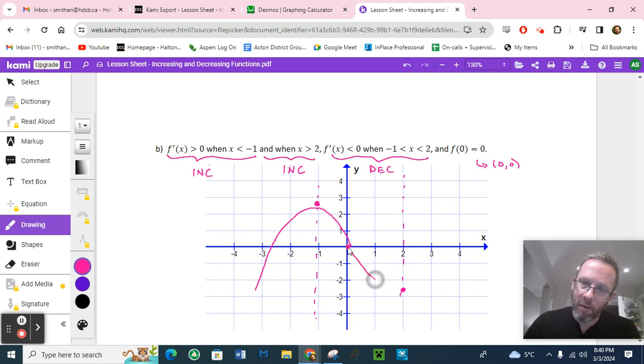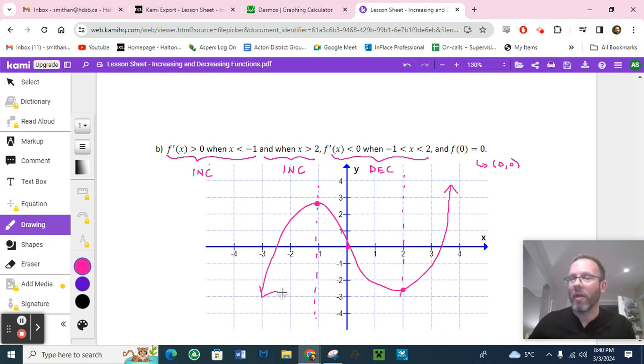And then decreasing, that's just terrible. Let's try that again. Increasing, reaches that maximum. I can't draw. And decreasing, that's fine. We're just going to call that good enough. So something like that. Increasing when x is less than -1 and greater than 2, passes through 0, 0, and decreasing in between.